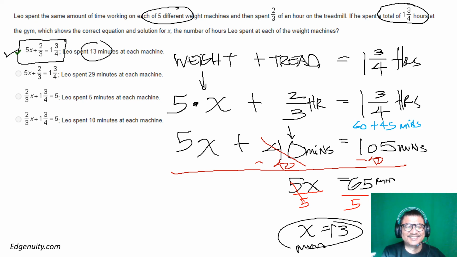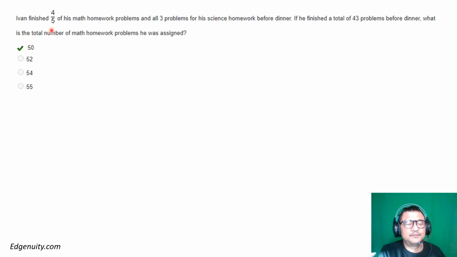Got it? All right. Ivan finished 4/5 of his math homework problems and all 3 problems of his science homework before dinner. If he finished a total of 43 problems before dinner, what is the total number of math homework problems he was assigned? Okay, so let's figure this out.